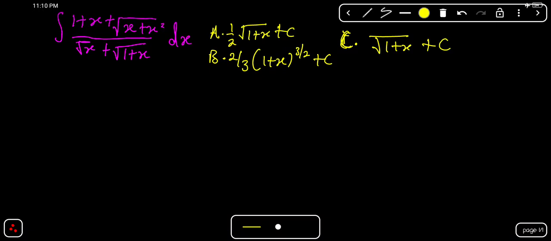So in today's video, we'll be solving this beautiful integral. So we have the integral of 1 plus x plus square root of x plus x squared over square root of x plus square root of 1 plus x. So I want to solve this indefinite integral. So how are we going to solve this question?